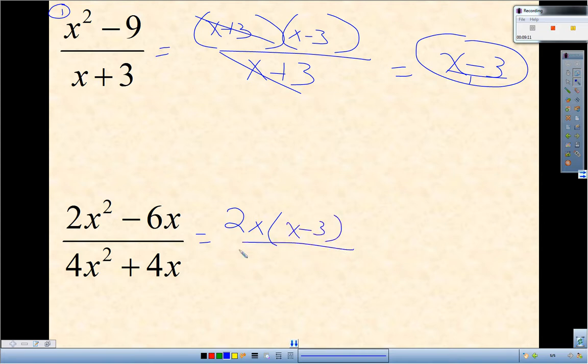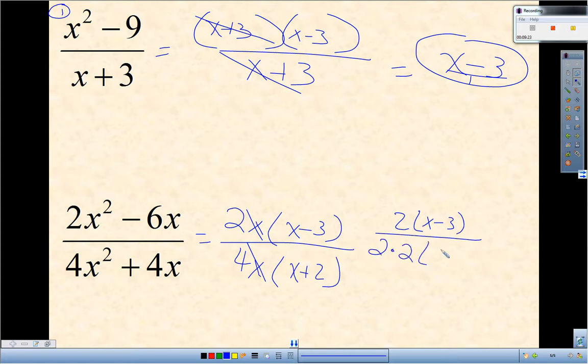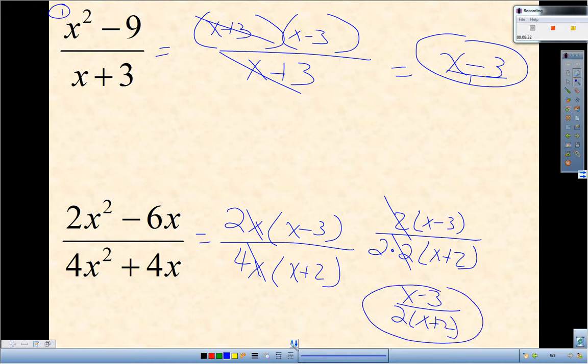Alright, in the second one, I can take out a GCF of 2x, which would leave me x minus 3. I can take out a GCF of 4x, which would leave me x plus 2. I know I can eliminate the common factors of x, so that will leave me 2 times x minus 3 over 4, which I can write as 2 times 2 times x plus 2. So I can cross out another common factor of 2, which will leave me x minus 3 over 2 times x plus 2 as my final answer. And there is an excluded value for this problem. It would be x equals negative 2, because if you plug in a negative 2 into there, you'll get 0 for the denominator. All right, that's it for today's lesson.